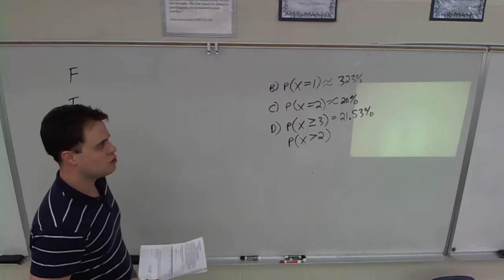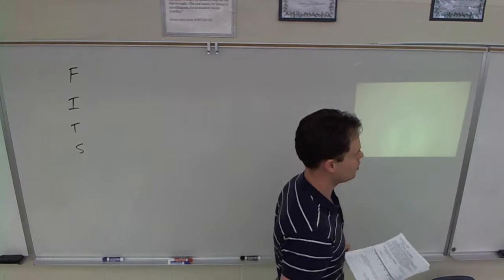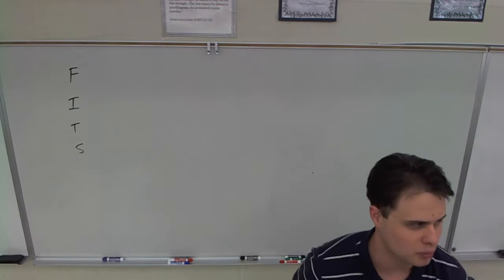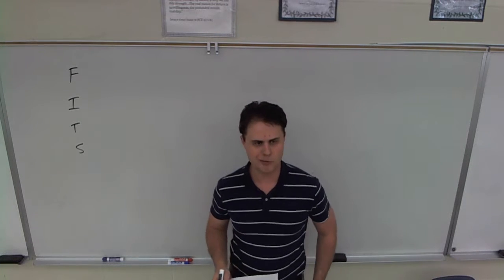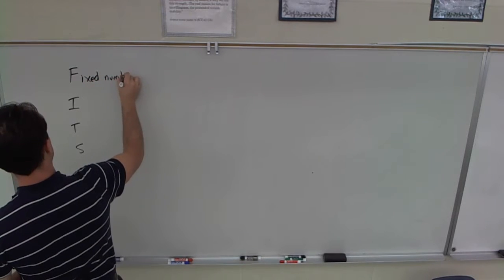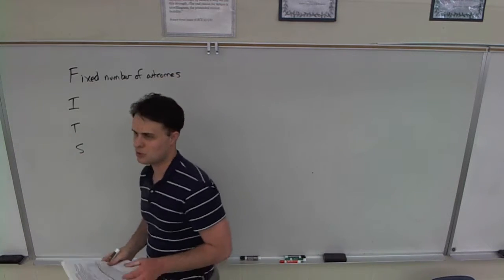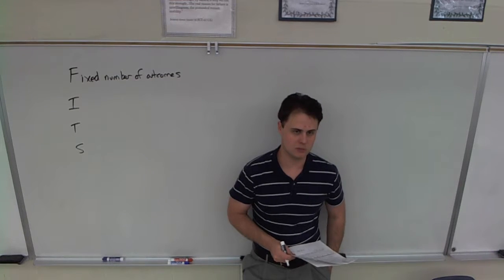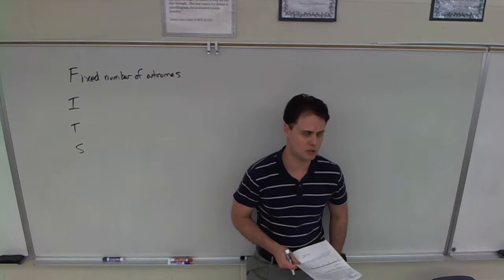FITS. If you suspect that something is binomial, it had better measure up to FITS. Otherwise, it's not binomial. So something's binomial if, number one, F means it has a fixed number of outcomes. In our situation, did it have a fixed number of outcomes? We could either get 0 questions correct, 1 question correct, up to 5. Yeah, that's fixed. In other words, discrete.